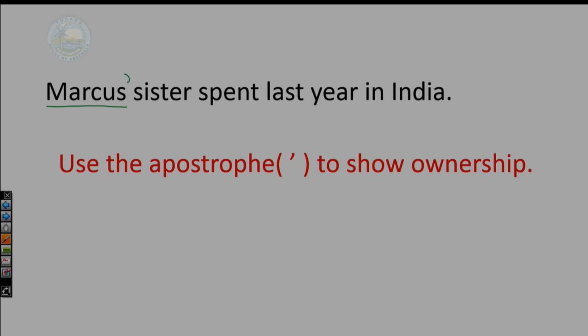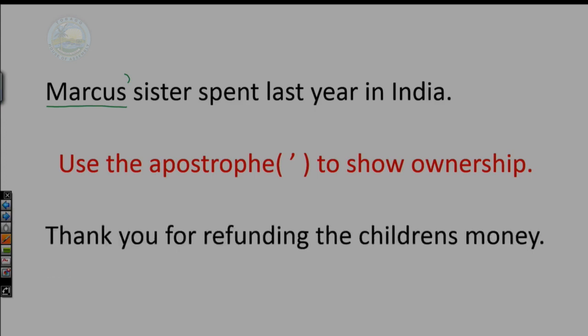Do you want to try one of these sentences? Let's go. Our sentence here reads, "Thank you for refunding the childrens money." Again, thank you for refunding the childrens money. We use the apostrophe to show ownership.